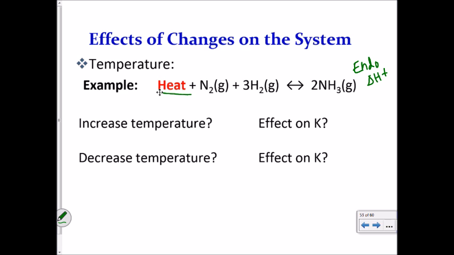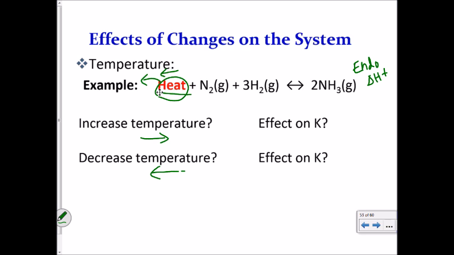So if I increase the temperature, I'm really adding in heat. Which way would it proceed? In this case, we're increasing temperature, so it's going to proceed towards the products. If we decrease the temperature, it's going to proceed towards the reactants, because we're removing heat, taking it away, so it's going to want to make more of that heat.